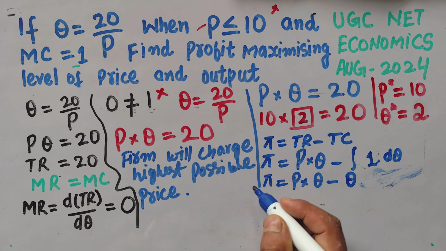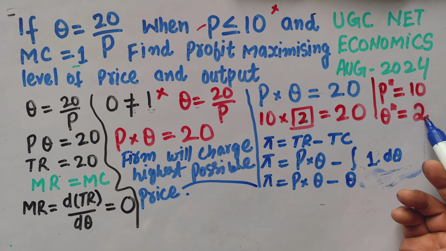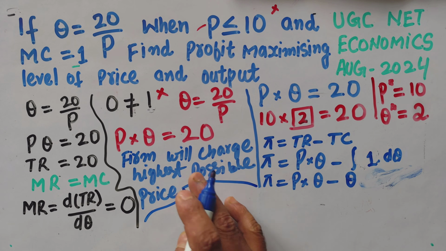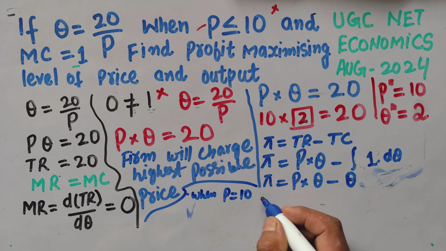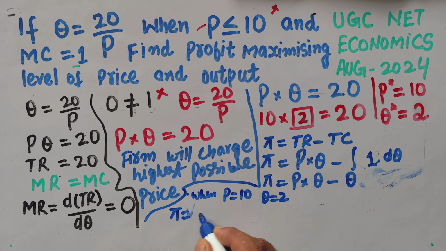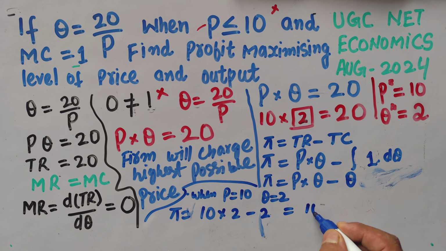Now let's take this price which we calculated as 10 and output as 2, and let us find out the corresponding profit. What will be the profit? Let me write it here. When price P is equal to 10 and output produced is 2, profit will be equal to P is 10, output is 2, minus Q is 2, which is total cost. So 10 2s are 20, minus 2. So profit is equal to 18. Here you can check it by yourself.